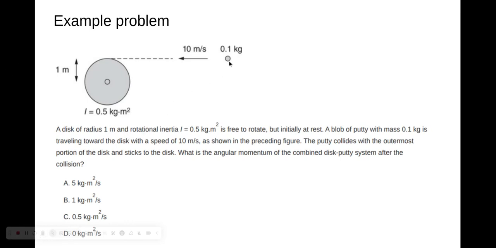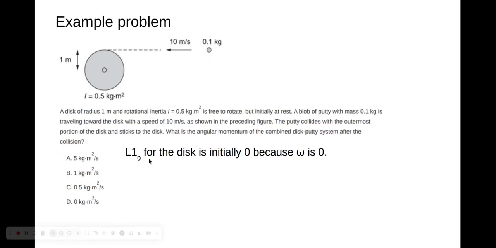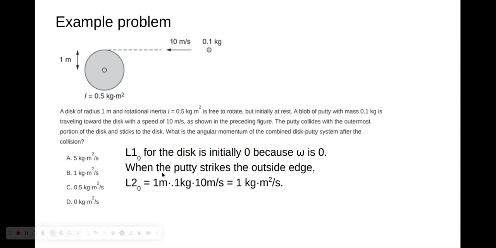Well, if both of these are part of the same system, then whatever momentum they had before, that's what momentum they have afterwards. And so you could figure out the individual momentum and add them together. Now this is at rest, so it initially has no angular momentum. So I'm going to call that L1 naught. This is in motion, and so I'm going to call it L2.